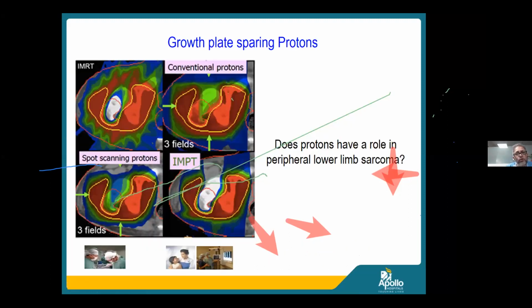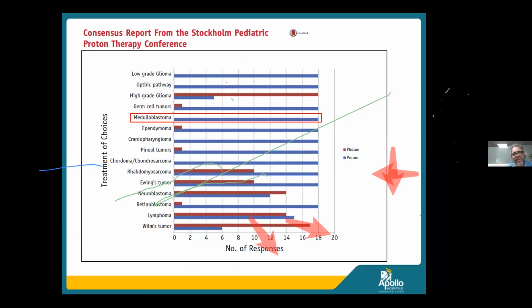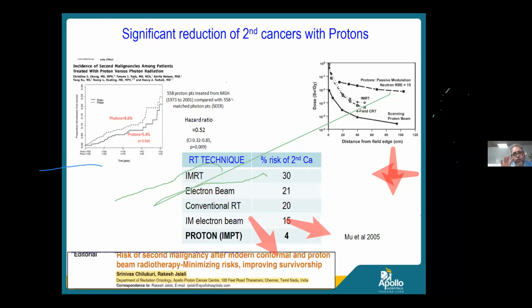Many people also say that in extremity proton therapies, the growth plate can be spared, and therefore in those sarcomas also proton can be used. Many centers in the world, this is an example from Scandinavia, have shown these are the group of patients which have changed their practice from a photon world to a proton world. You can see the vast majority of childhood cancers, both brain and non-brain, have switched over from photon, and proton is the standard of care now. And this has been emulated by various centers in the world and cooperative groups.